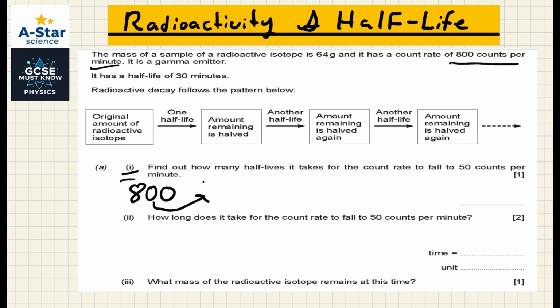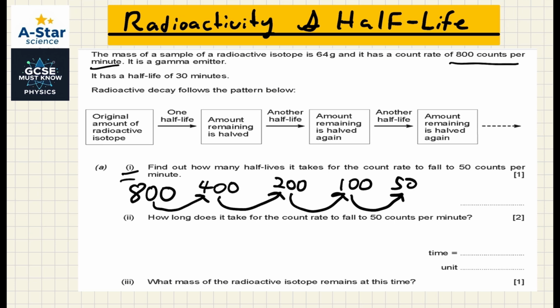So 800 halved is 400. 400 halved is 200. 200 halved is 100. 100 then finally becomes 50. So how many half-lives? 1 half-life, 2 half-lives, 3, 4. That's going to be 4 half-lives.